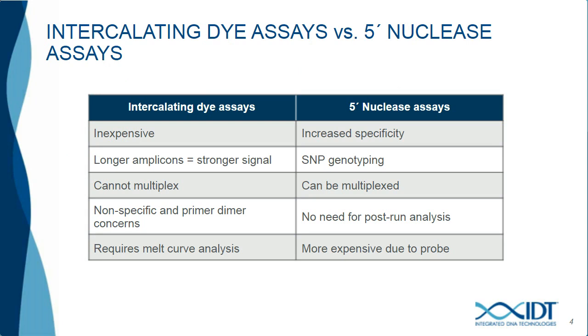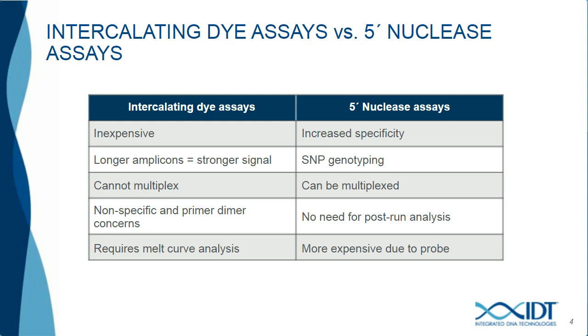Each assay type has its own pros and cons. Some of the pros of intercalating dye assays is they're very inexpensive. As you're only purchasing two primers, the cost can be quite low. The longer the amplicon, the stronger the signal. Some of the drawbacks to primer-only or intercalating dye assays is that you cannot multiplex these easily. Non-specific amplification and primer dimers are a concern, and this requires you to run a melt curve analysis after your run is completed.